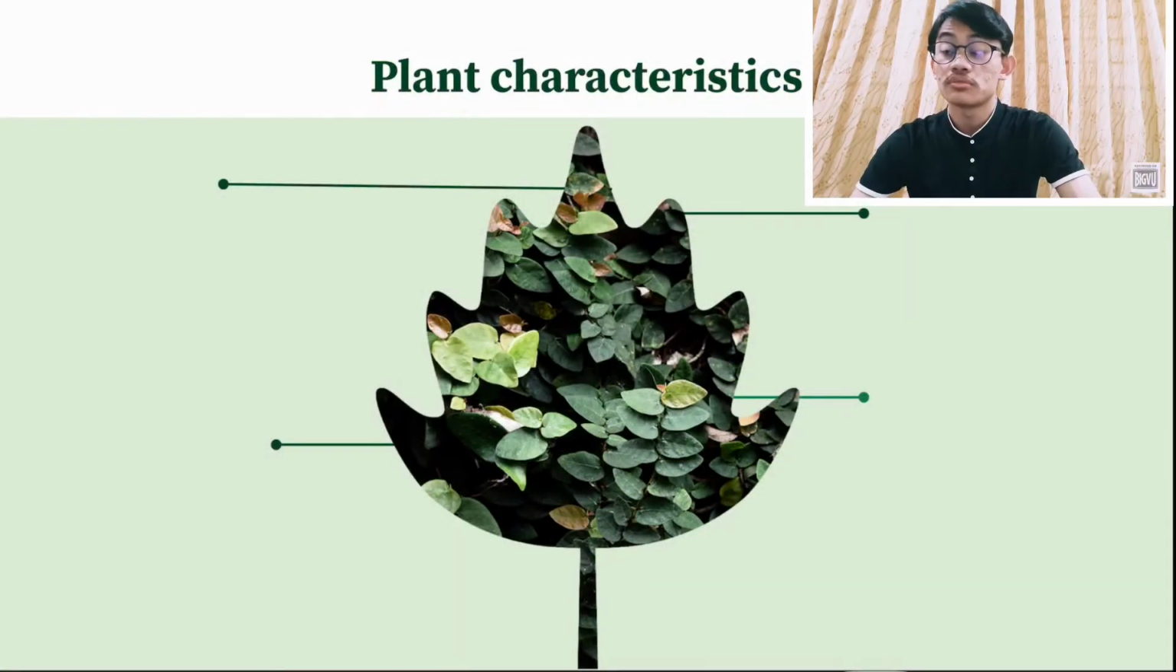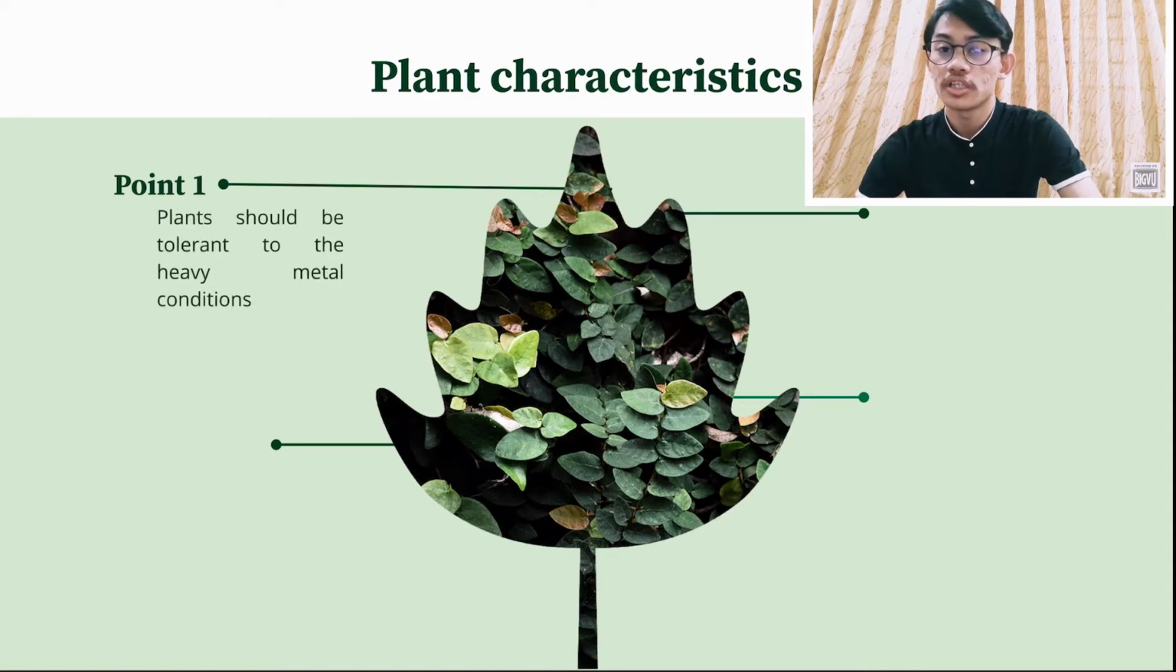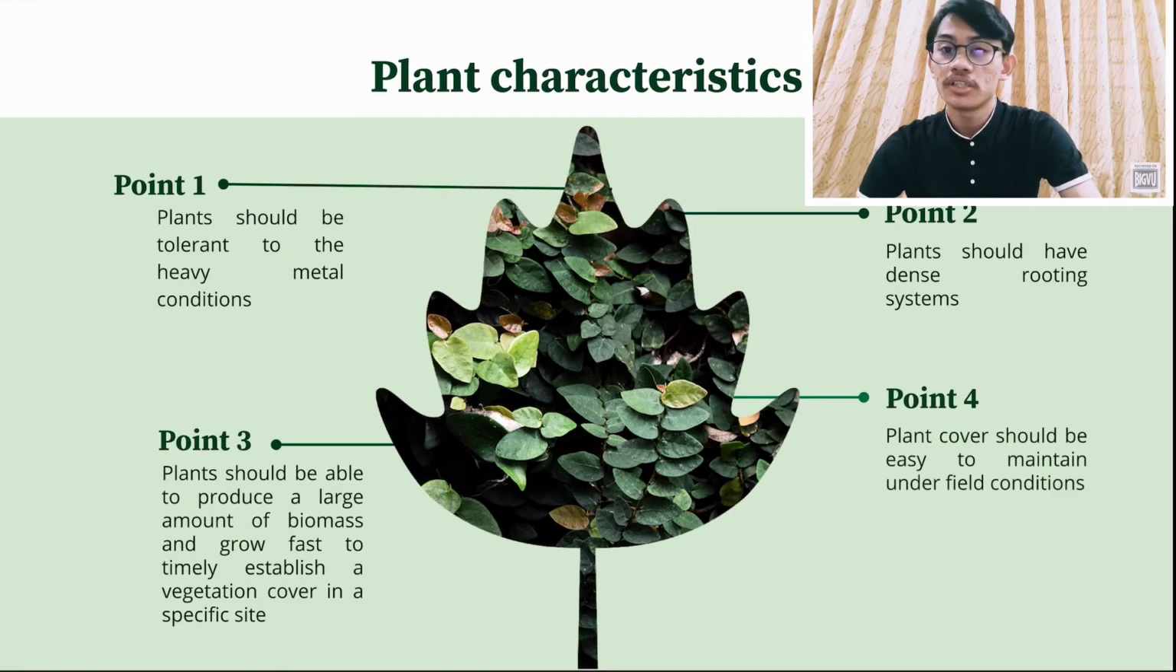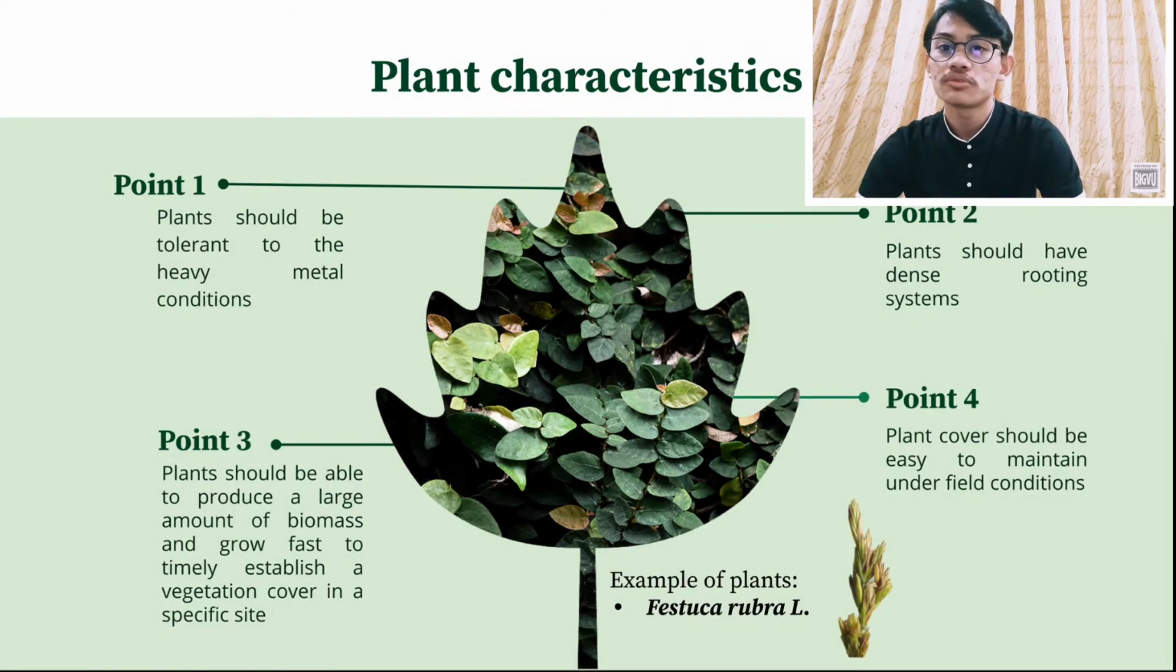Not all plants are suitable for this phytoremediation method. Only plants that have these characteristics may be used. The first one is that the plant should be tolerant to heavy metal conditions because we are facing heavy metals as the contaminant. The plant should also have a dense rooting system because the roots need to take up the heavy metals to the shoot. The plant should be able to produce a large amount of biomass and grow fast to timely establish a vegetation cover in the specific site. The plant cover should also be easy to maintain under field conditions to prevent unwanted problems.